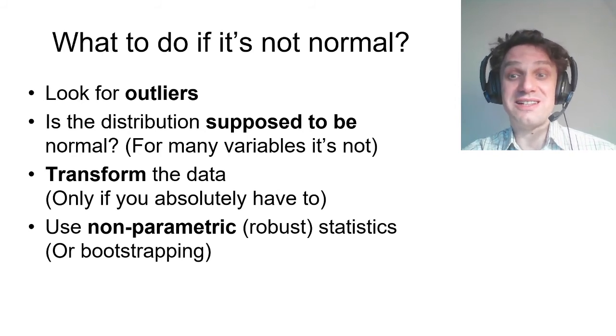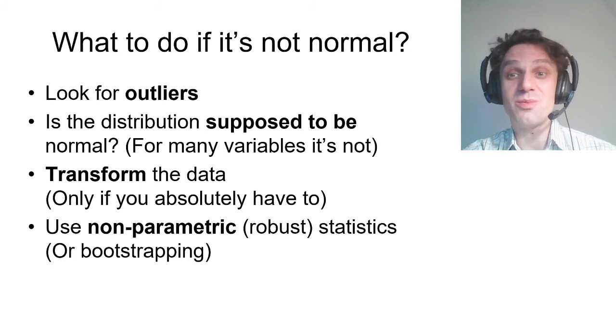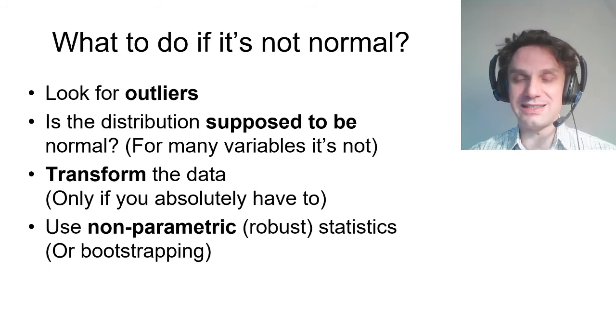Or if you are dealing with some physiological variables, their distribution is often logarithmic. So instead of searching for outliers, maybe it makes sense to transform the data. Or you can use some robust or non-parametric statistics. And we'll discuss those issues now very quickly.